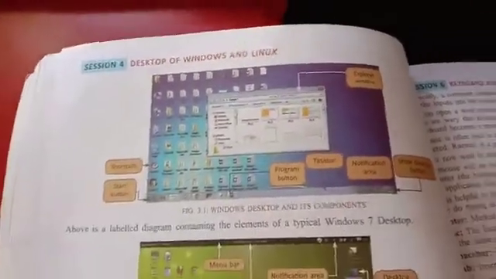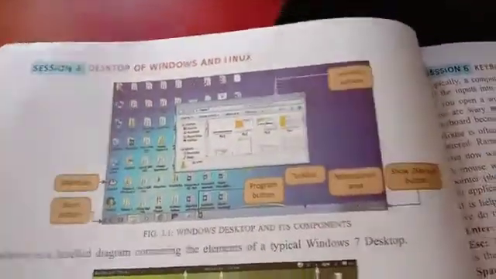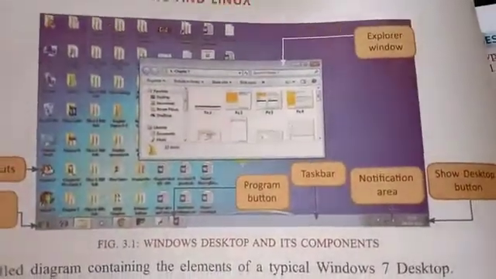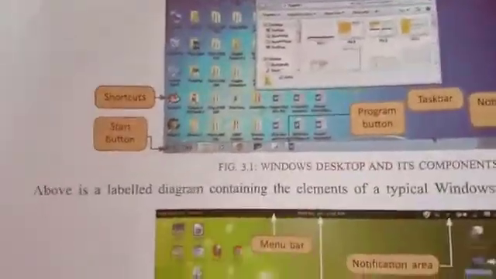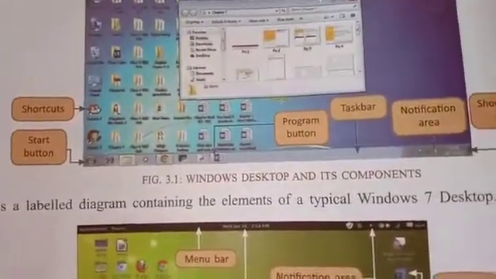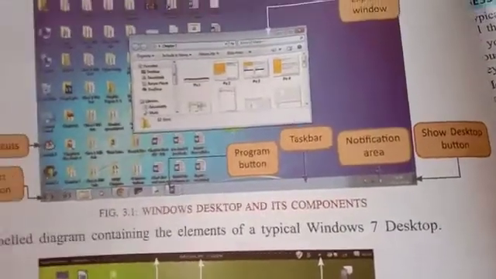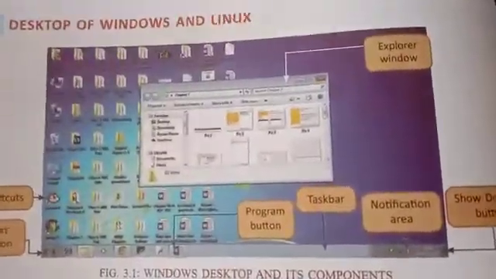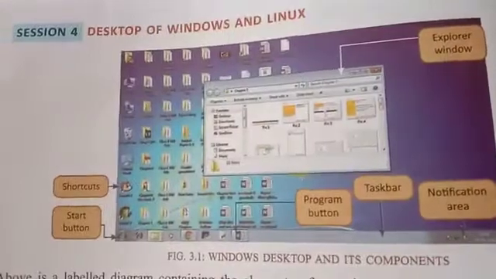Now children, session 4: the desktop of Windows and Linux. Above is a labeled diagram containing the elements of a typical Windows 7 desktop. This is the desktop of Windows 7 Ultimate.